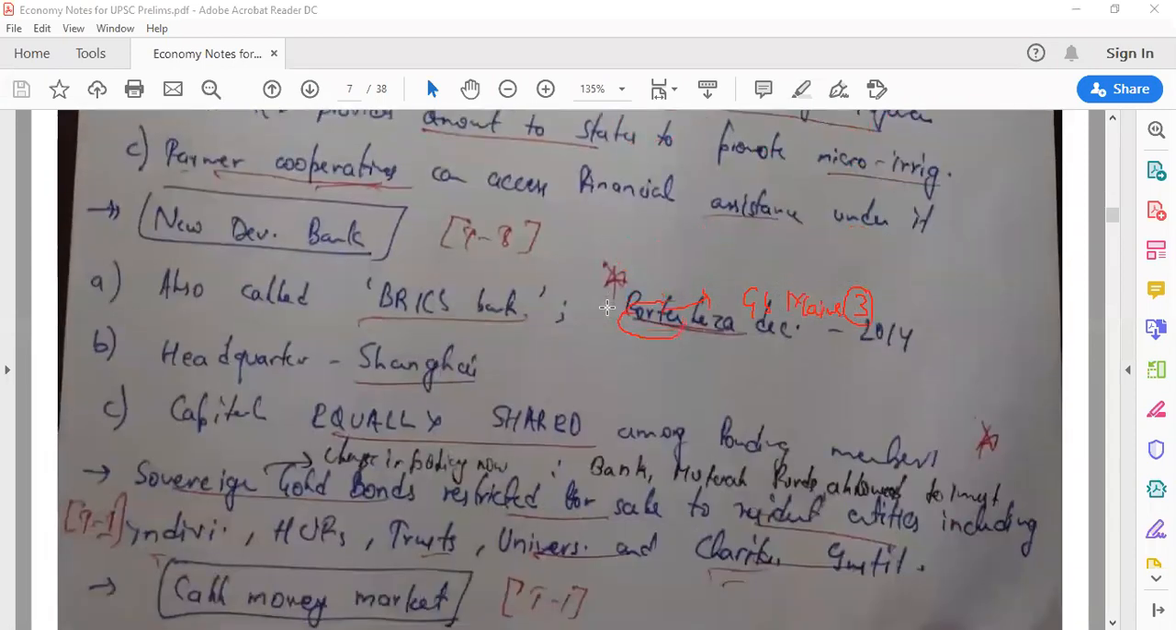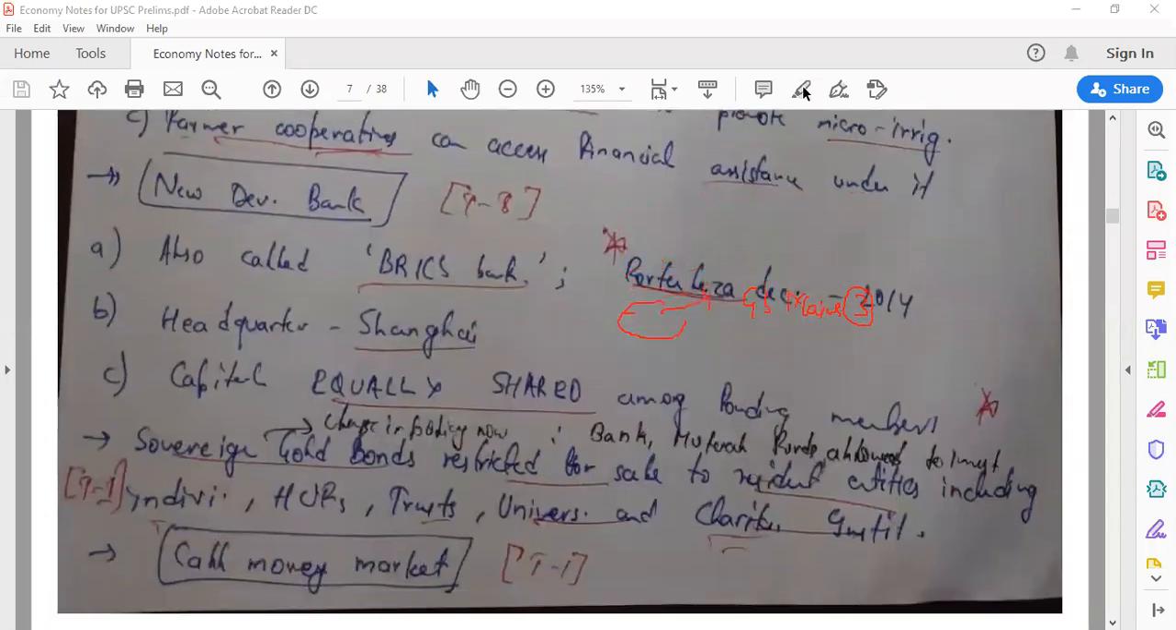Now, right now I'm just focusing on the most important part, New Development Bank, very, very, very important. New Development Bank is also called BRICS Bank. It came into existence after the Fortaleza Declaration, which happened in 2014, and Fortaleza is in Brazil, right? And the headquarters is in Shanghai.